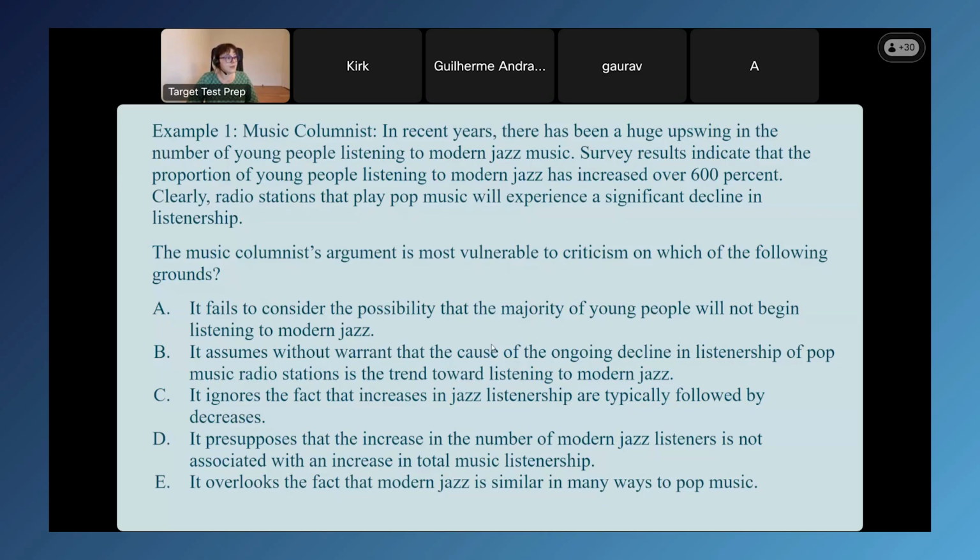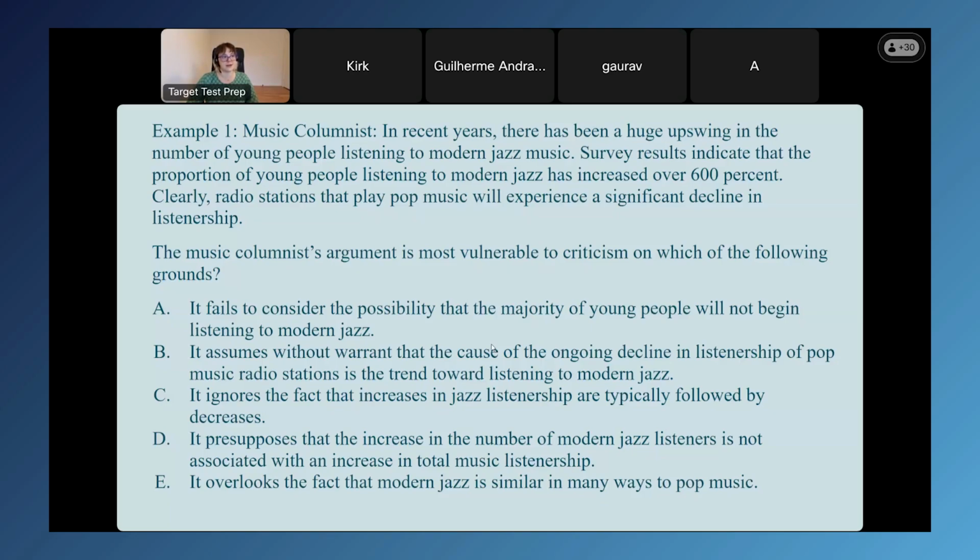C, it ignores the fact that increases in jazz listenership are typically followed by decreases. Similar to A, this is something the argument does. It doesn't bring this up, but it's not a logical flaw. D, it presupposes that the increase in the number of modern jazz listeners is not associated with an increase in total music listenership.